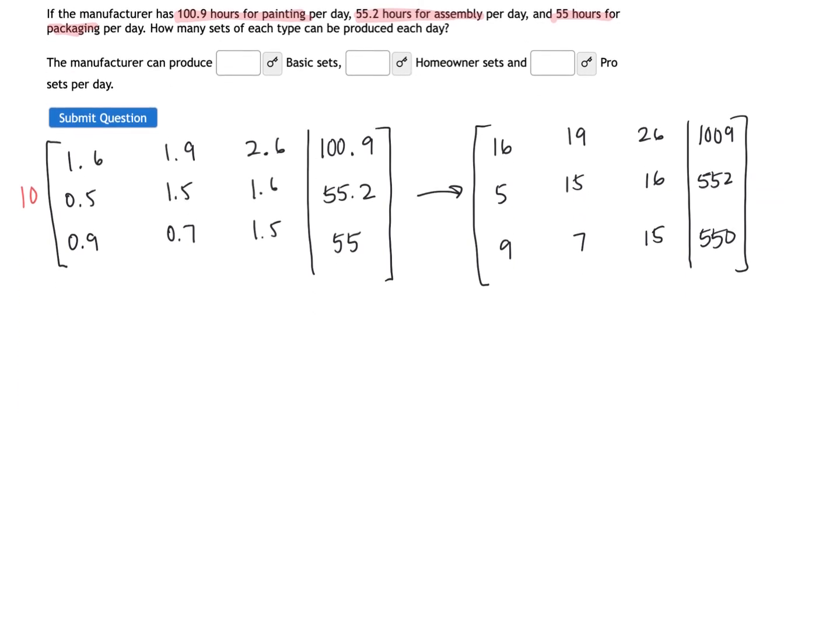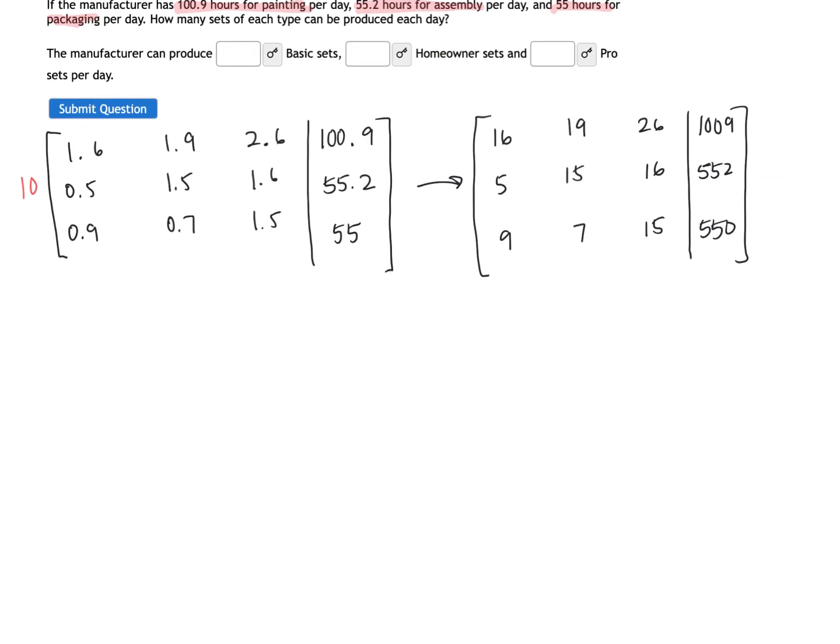All right, so we're going to try to use the Gauss-Jordan method to get this in reduced row echelon form so that we have 1s along the diagonal, 0s everywhere else in the coefficient matrix, and we'll be able to see our solutions for each of the following sets. So get the basic sets, the homeowner sets, and the pro sets per day. Okay, so let's use this matrix.